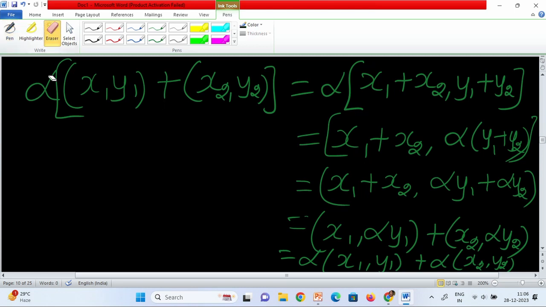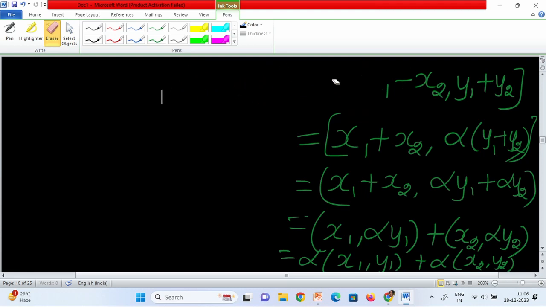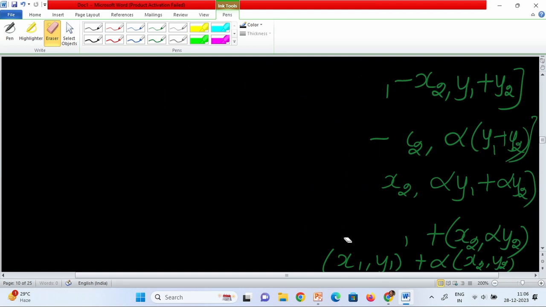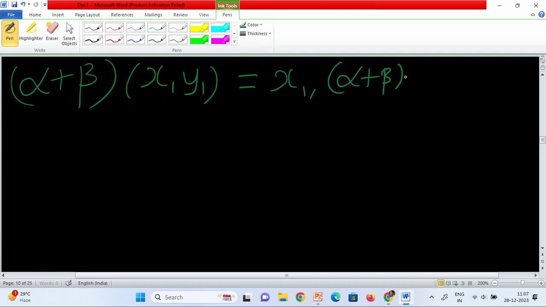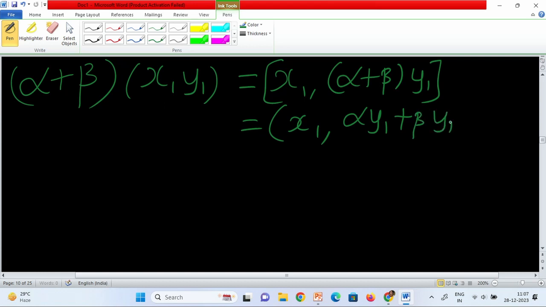So we go for the second one and check, that is (alpha plus beta) into u. Consider (alpha plus beta) into (x1, y1), which is equal to (x1, (alpha plus beta) y1) as per the definition of scalar multiplication, which is (x1, alpha y1 plus beta y1). Here we have only one element x1, while there we have the sum of two elements. So we have to consider the right side and try to prove both of them are equal. If both are equal, then we can say the second axiom is satisfied.